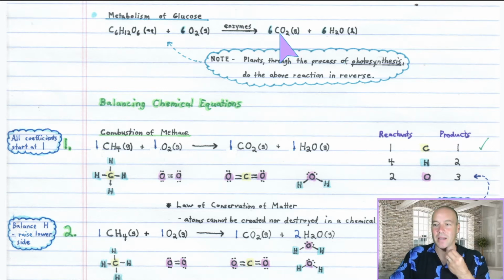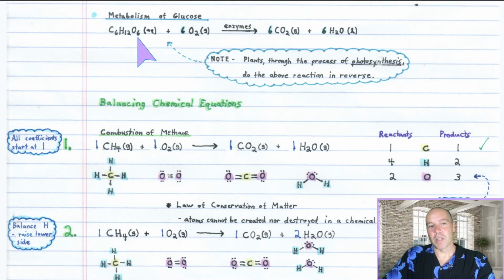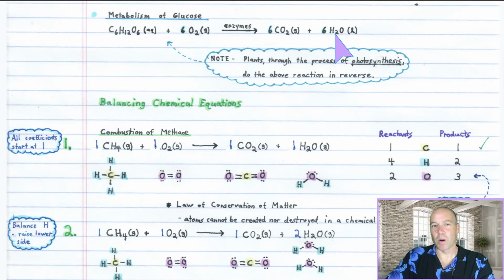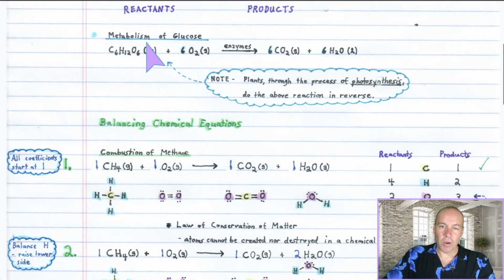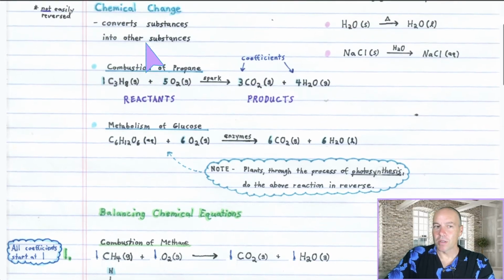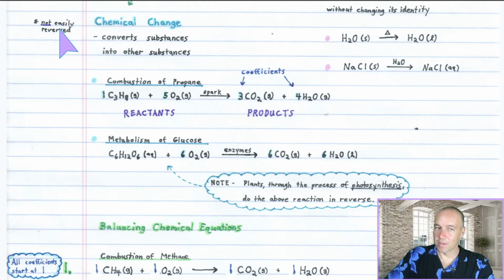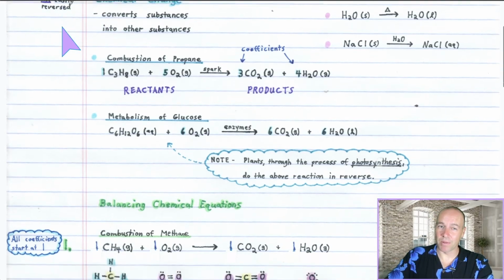And the carbon dioxide is exhaled. So that's how you get rid of your carbon. Okay, so you eat your foods which contain glucose, and through the metabolism of glucose, you will exhale carbon dioxide, and you get a little bit of water. Now, interestingly, this chemical reaction can be reversed. Okay, chemical reactions are not easily reversed. Okay, as opposed to physical changes, chemical changes are not easily reversed.